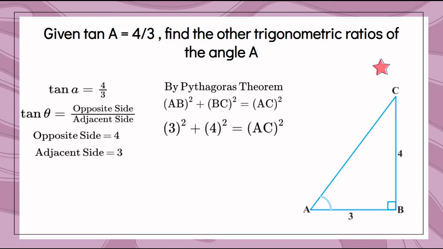So 3 square plus 4 square is equal to AC square. And then we know the values of 3 square, and also 4 square.